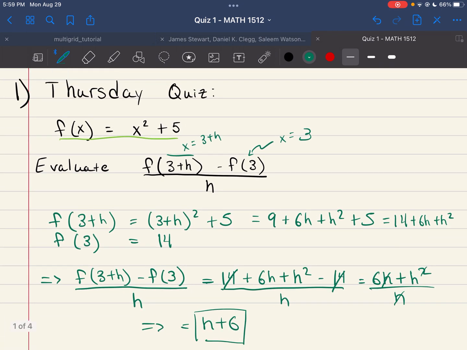Putting that into our difference quotient, f of 3 plus h minus f of 3 all divided by h gives us 14 plus 6h plus h squared minus 14, divided by h. We can cancel out those two 14s, and we're left with 6h plus h squared divided by h. Again, we factor out an h from the numerator and cancel it with the h in the denominator, so the difference quotient evaluates to h plus 6. We just need to evaluate it, don't need to take any limits, and our answer is h plus 6.